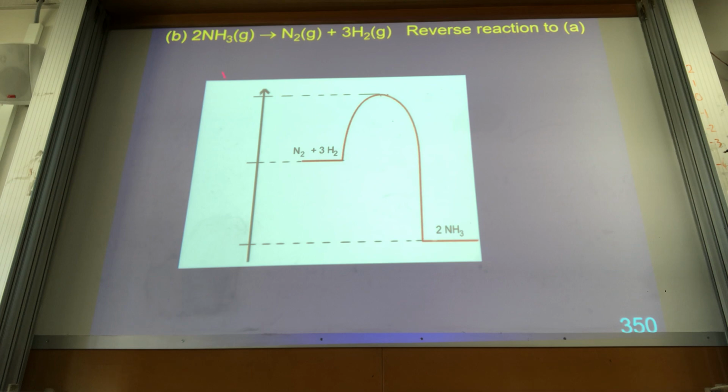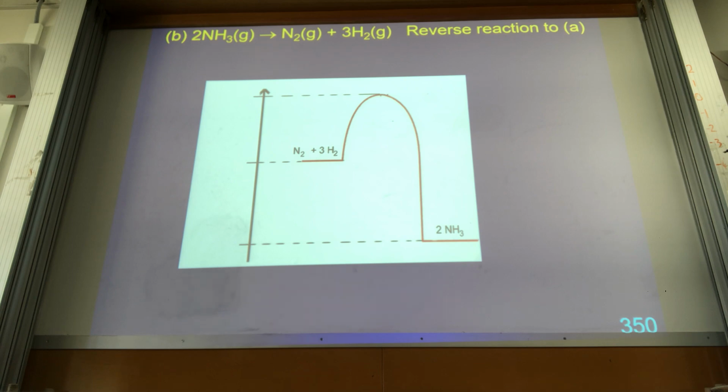Now we have a look at question B, and what do we see? We see it's the same reaction, same number of moles, same coefficients, but the reaction has been reversed. Instead of ammonia being a product, ammonia is the reactant in this case. So basically all we do is we flip the energy profile diagram round left to right.